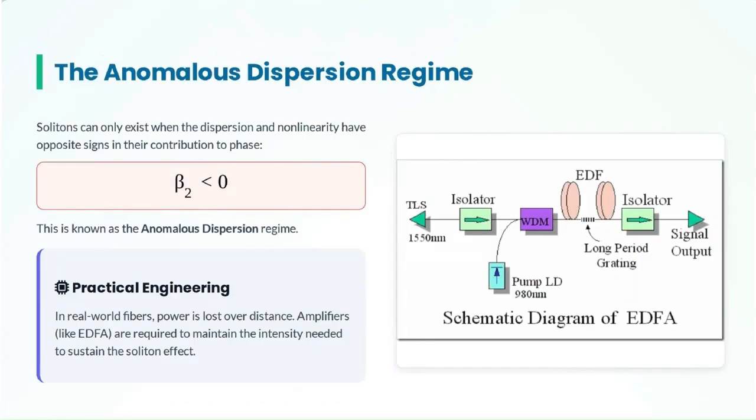However, solitons only exist under specific conditions. In optical fibers, they appear in the anomalous dispersion regime, where beta 2 is negative. In real communication systems, losses inside the fiber gradually weaken the pulse. This is why practical soliton communication systems require optical amplifiers to periodically restore the signal.